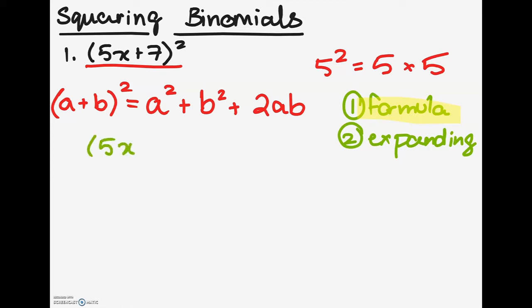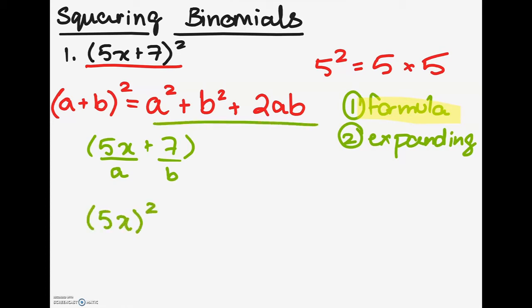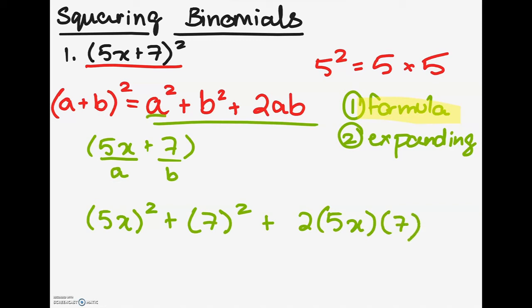So in our binomial 5x plus 7, we're going to substitute 5x as our a term and 7 as our b term. So if we substitute this as a, we're going to get 5x squared according to this part of the formula, plus 7 squared because 7 is our b, plus 2 times 5x times 7. I'm just literally multiplying and substituting everything as a and b.